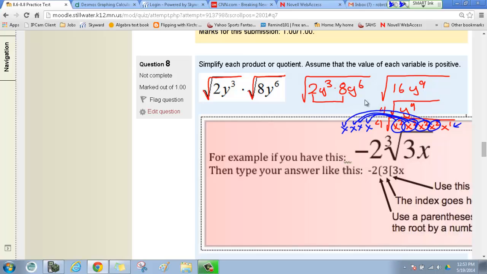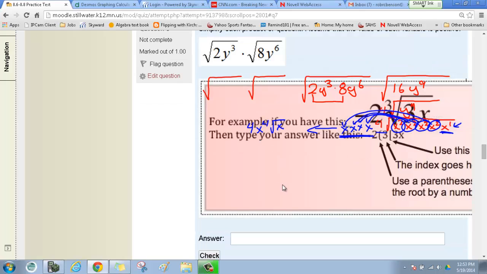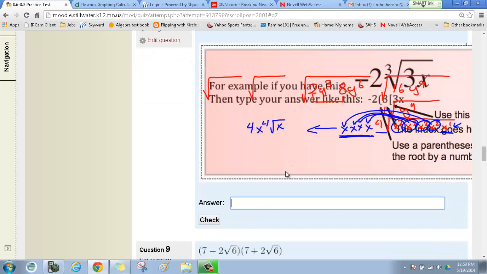So my final solution, if I rewrite this whole thing, I have 4 from this 4. How many y's did I have? I had 4 of them, so that is y to the 4th power times the square root, and what was left over underneath? Just a y. Okay, now I need to put that in Moodle, and I'm done with that problem right there.